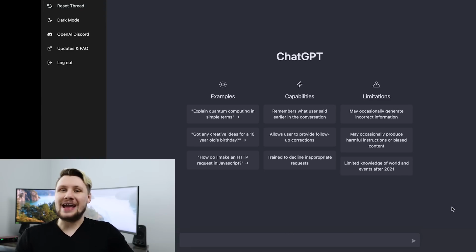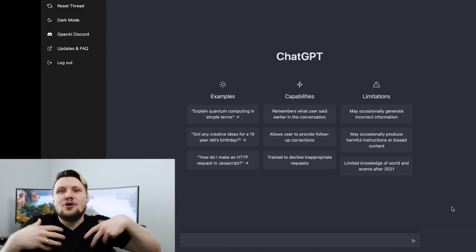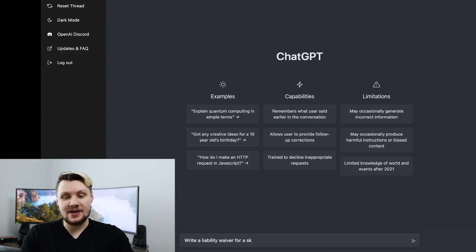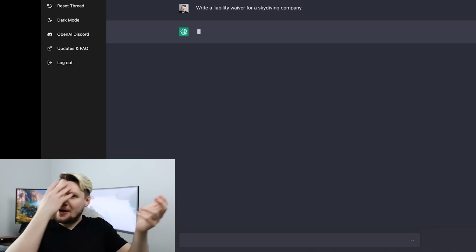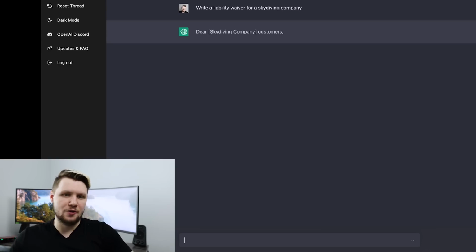Let's imagine that we're a skydiving company and we want to have a liability waiver for people to sign, to say that they don't hold the skydiving company liable if there's an accident during the activity. So, write a liability waiver for a skydiving company. Let's see if it can give us a document that would otherwise cost us some amount of money, either online or with a lawyer. It would cost a lot with a lawyer.